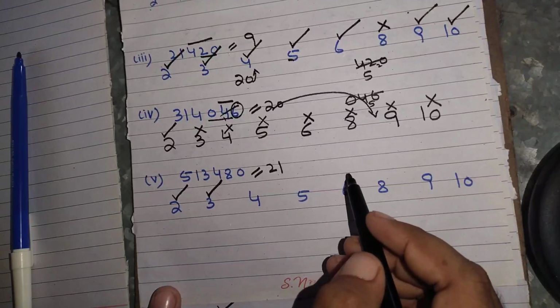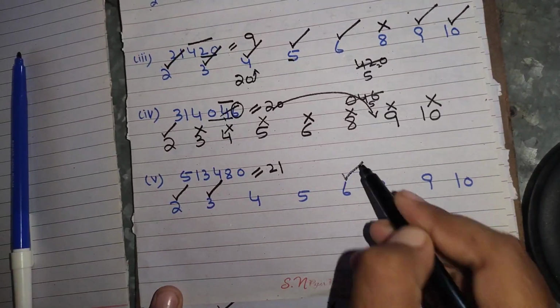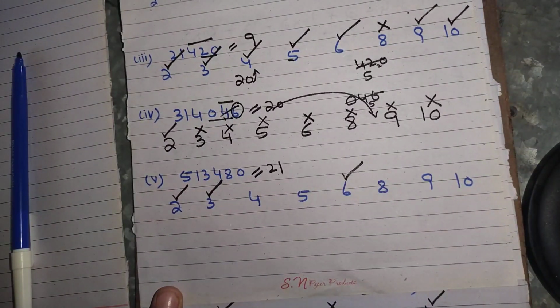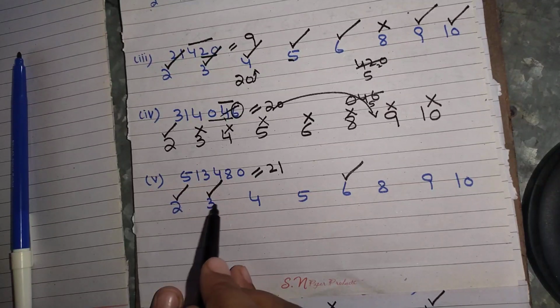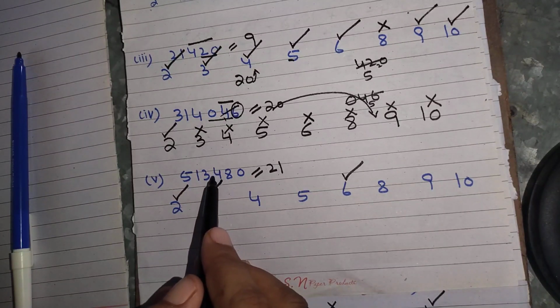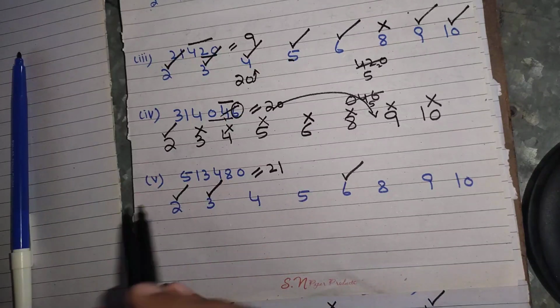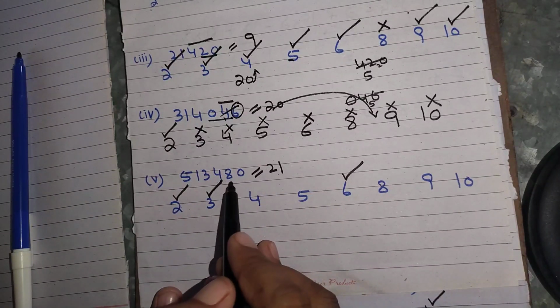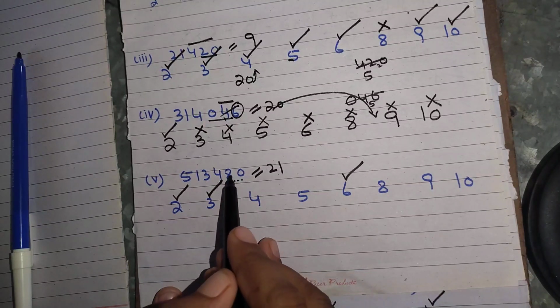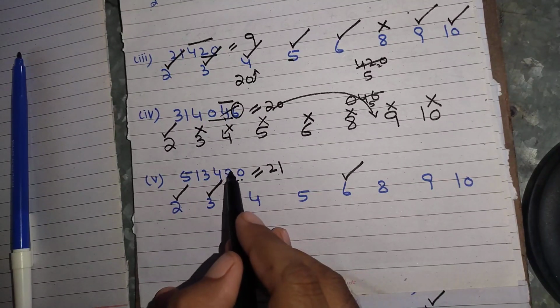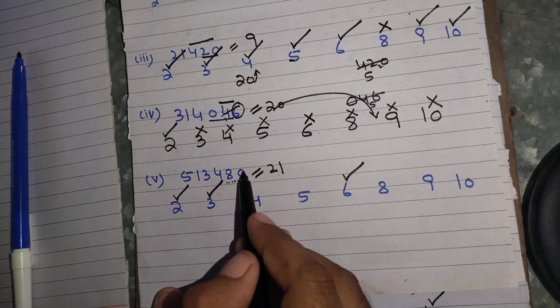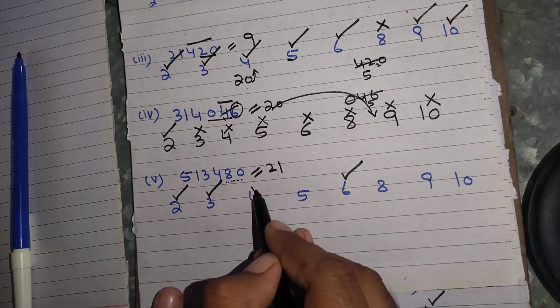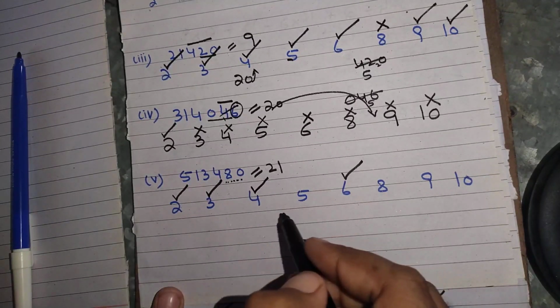So directly now come to the 6. We directly put the tick on the 6 because both 2 and 3 satisfied that number's rule, so we say that 6 is also a divisor of that number. Now come to the 4. For 4, here the last 2 numbers are 0. 4 at 0 means the remainder is 0. 4 is a divisor of that number.